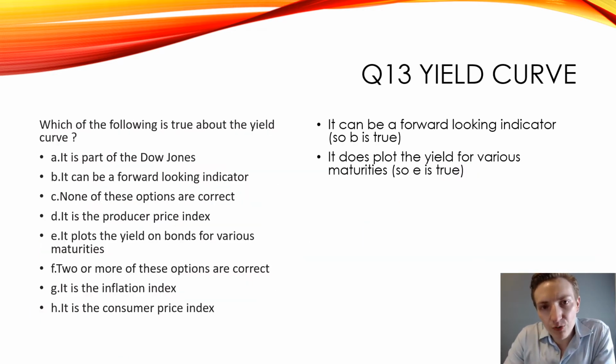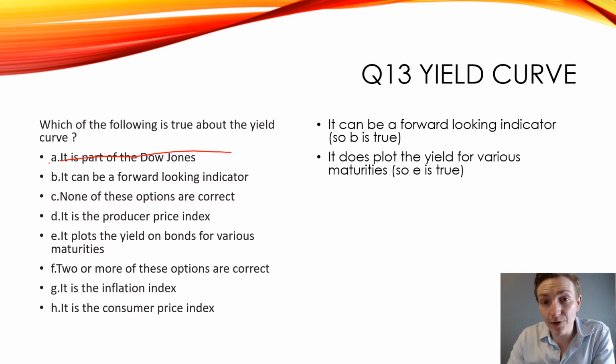Now in our next question, we have a question about the yield curve. It says, which of the following is true about the yield curve? We can go through and eliminate and select some of these. Our first option is it's part of the Dow Jones. That's wrong because it has no relationship to the Dow Jones Industrial Average, so that's just a red herring of an answer here.